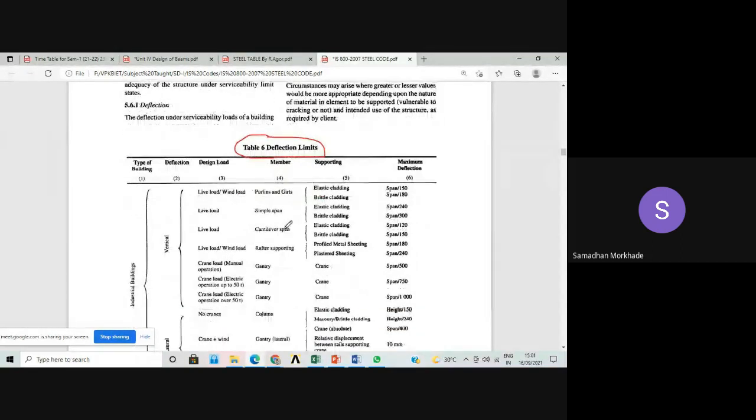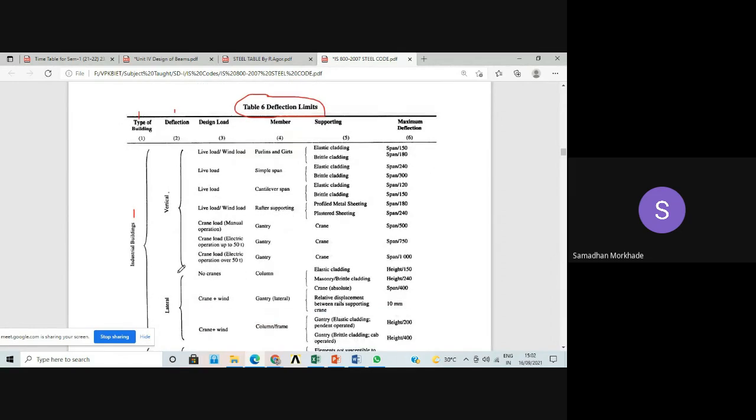Now there are some additional things that come into the picture. This table depends upon the type of building. Our building is an industrial building. Deflection is vertical. There are vertical deflection and lateral deflection, but this is for the gantry girder, so we want vertical deflection. Design load is live load. Our member is a simply supported beam, so simple span with live load. And the supporting system is, for example, brittle cladding. There is elastic cladding and brittle cladding. These are the two terms you have to understand.